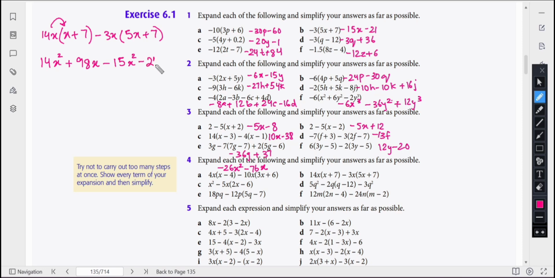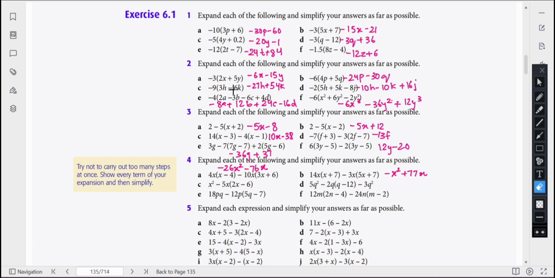Now 14 plus minus 15 is going to be minus x square, and 98 minus 21, I don't want to make a mistake orally, okay, so plus 77x. So it will become minus x square plus 77x.